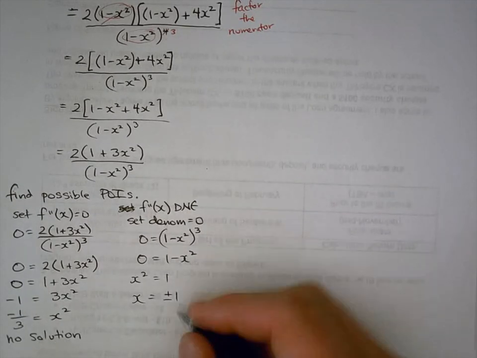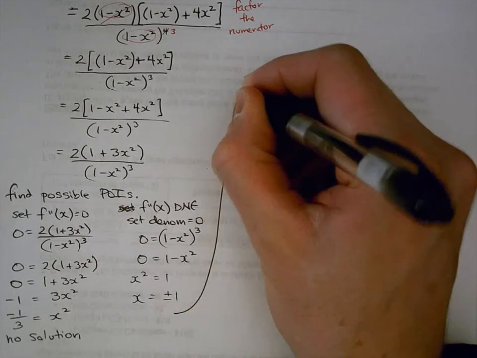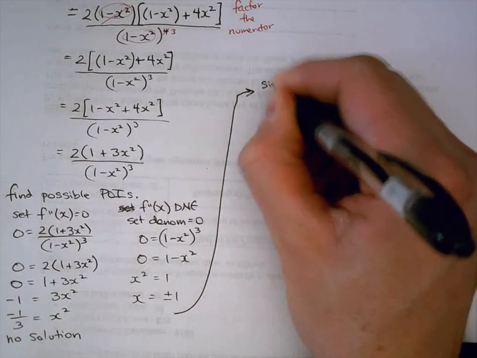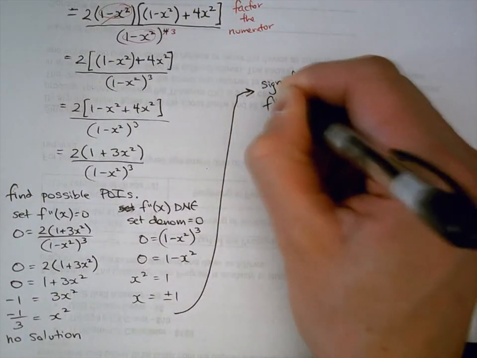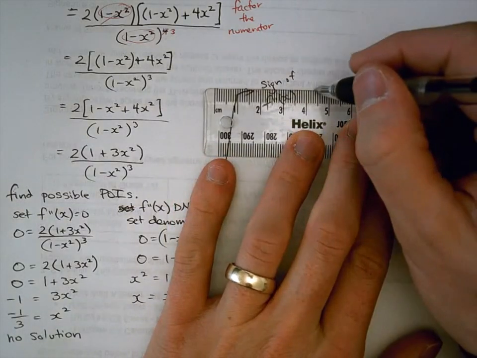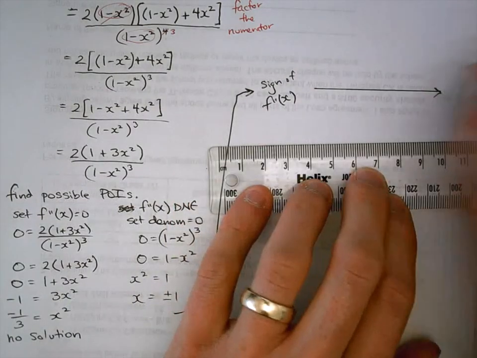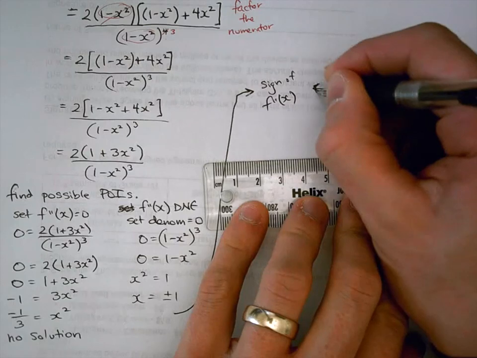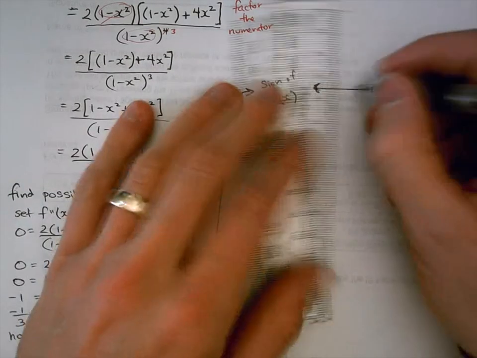Okay, so now I'm ready to make my sign diagram of the second derivative. The hard part's kind of over. The nightmare's over. I've done that derivative. The possible critical points are 1 and negative 1.